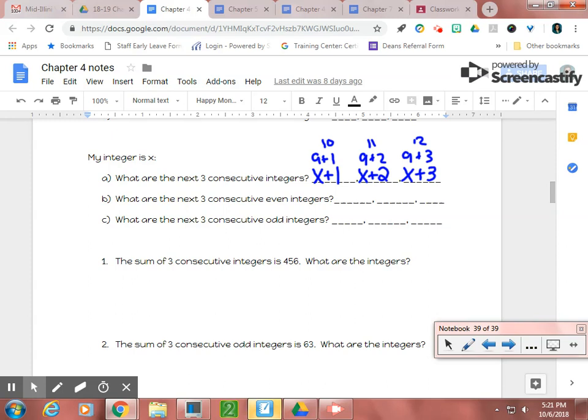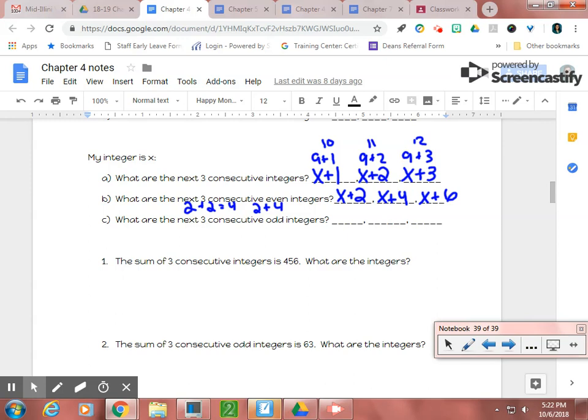So the next 3 consecutive even integers. So if your number was 2, you would add 2 to that. So this is going to be x plus 2. Because if it was 2, we would say 2 plus 2 is 4. So then we would take our number 2, and this next time, to get to 6, we would add 4. Then our next one would be to add 6. And that's how we would get our consecutive integers.